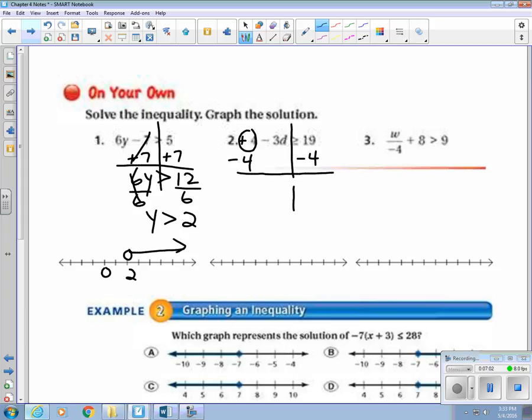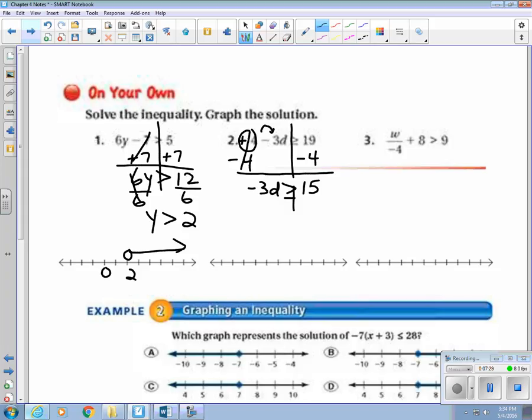Positive 4 and negative 4 cancel out to 0. I have to bring down this minus sign with the 3d. So I have negative 3d. All right, that minus sign does not belong to the 4. This minus sign belongs to the 3. So I have negative 3d when I bring it down. And 19 minus 4 on this side is positive 15. Inequality symbol stays the same.